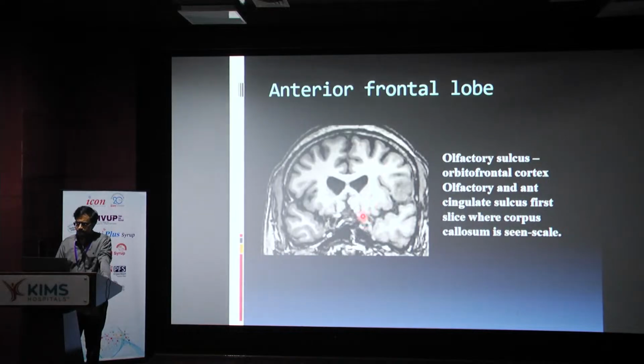If you start seeing this vertical sulcus, this is the olfactory sulcus, this is one, and the second one is the anterior cingulate sulcus. So these are the two sulci we want to evaluate in the anterior frontal lobe, and it will be in the first slice where we are trying to see the corpus callosum. So once we start seeing the corpus callosum in the first slice, then we assess these two sulci: one, the olfactory sulcus, second, the anterior cingulate sulcus, and whether there is atrophy. Again, the same thing: widening of the sulci, gyral atrophy, whether there is a significant gyral atrophy.